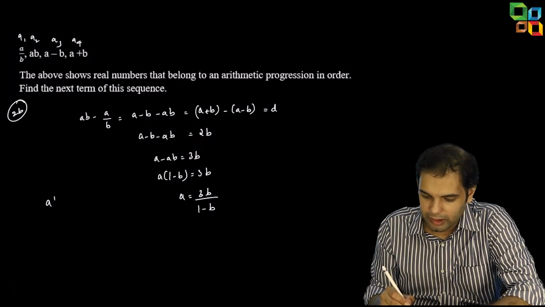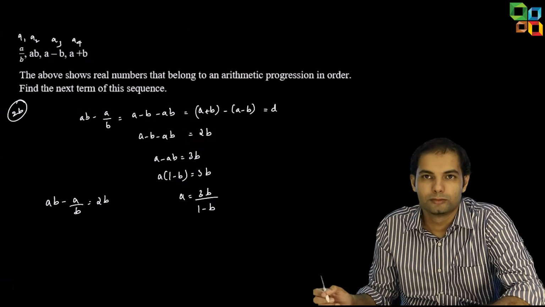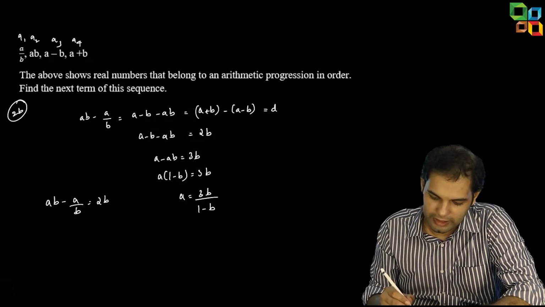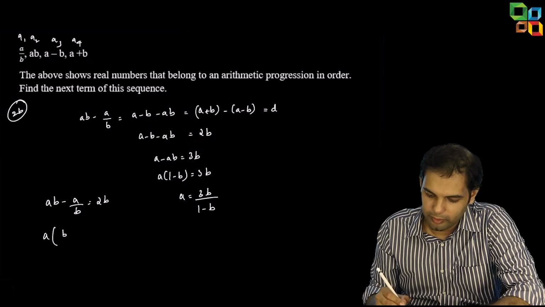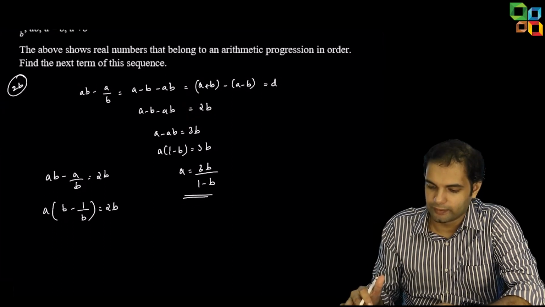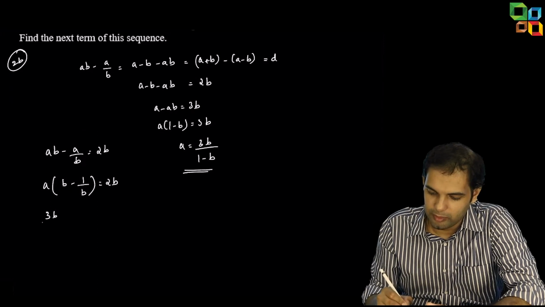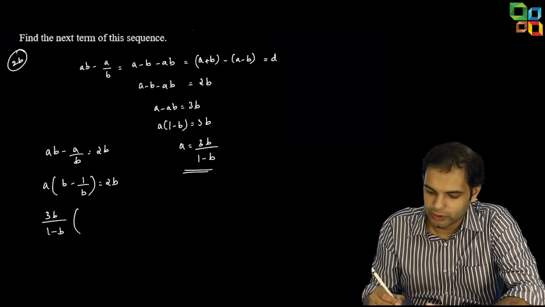So what do we have? AB minus A by B. This is also equal to 2B. Right? Again, A is common. A times B minus 1 by B is equal to 2B. Do we know what A is already? We already solved for A. We already got what A is. We substitute in this equation. 3B by 1 minus B. Here we'll take the LCM. B squared minus 1 is equal to 2B.